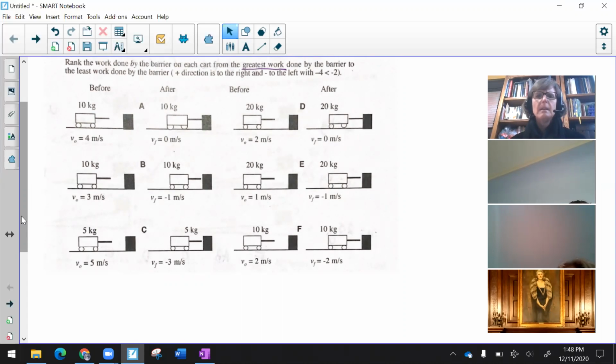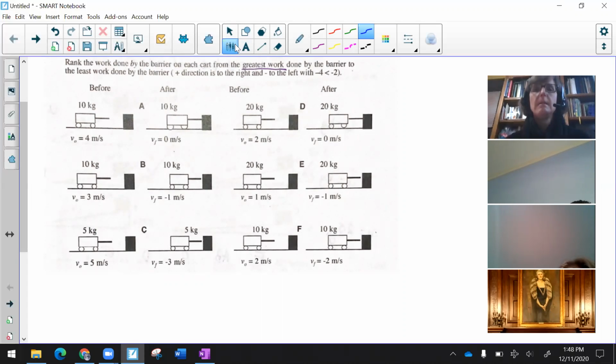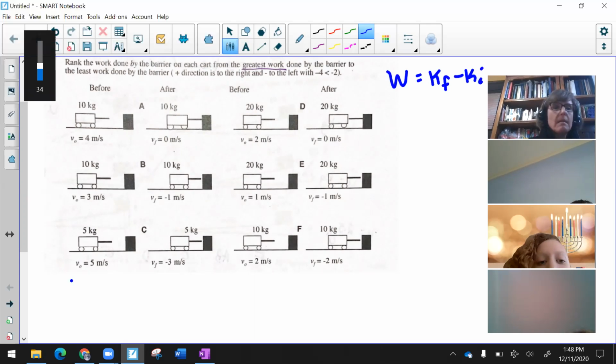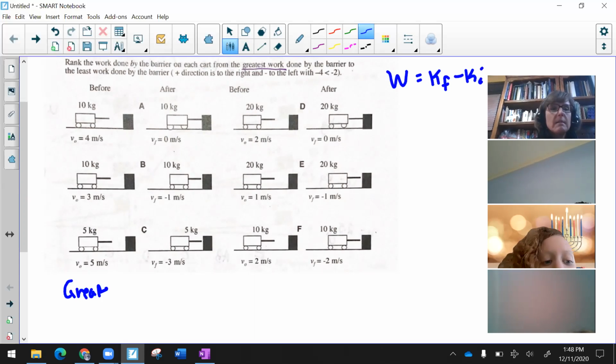Well, because I was looking at work as the kinetic energy of the first minus the kinetic energy of the second. Well, it should be the other way, right? The kinetic energy of the final minus the kinetic energy of the initial. Never mind. Then I got E and F to be the greatest. They both had 0, and I got the other values to be negative.